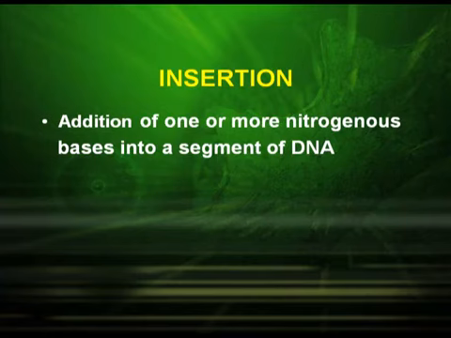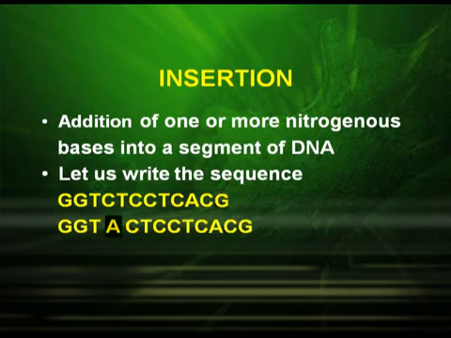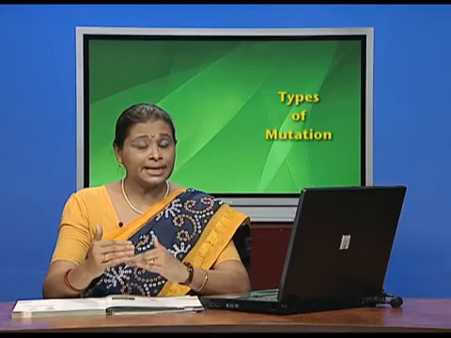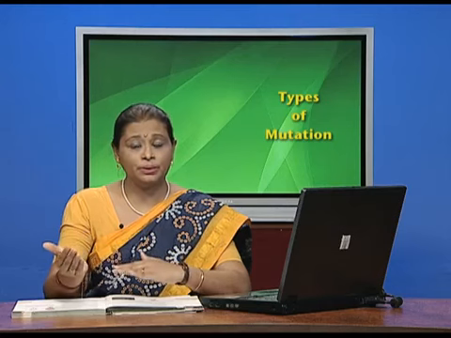Now let us start with the second type of mutation, that is called insertion. Insertion means addition of one or more nitrogenous bases into a segment of DNA. Again let us write a hypothetical sequence: GGT CTC CTC ACG. Now you insert A after GGT. So what does the reading frame become? GGT ACT CCT ACG, which is very much different from the previous one. So that leads to abnormal RNA, and that might result in an abnormal protein.